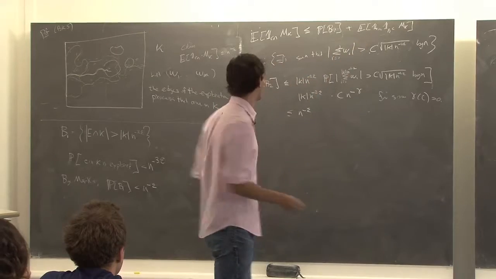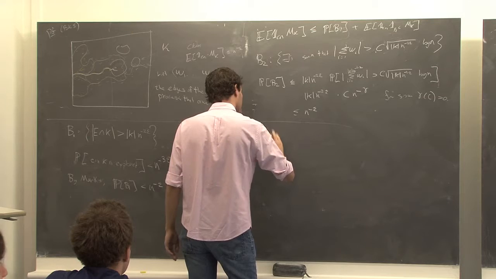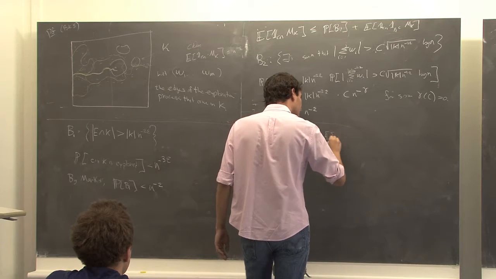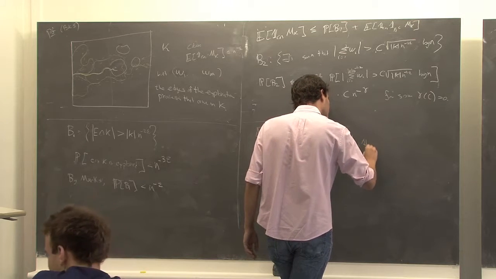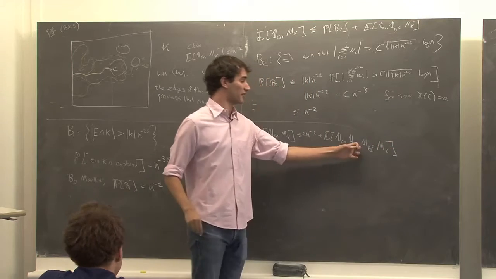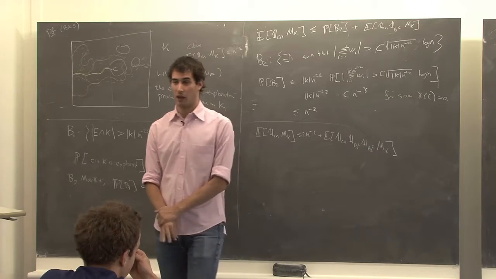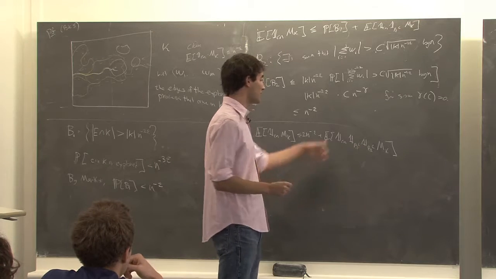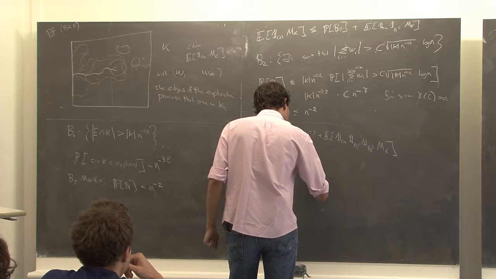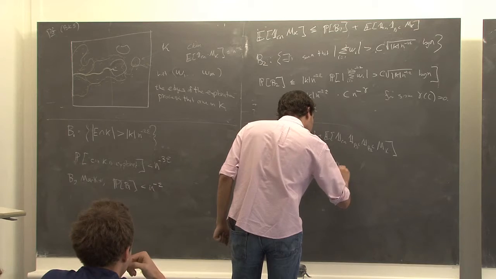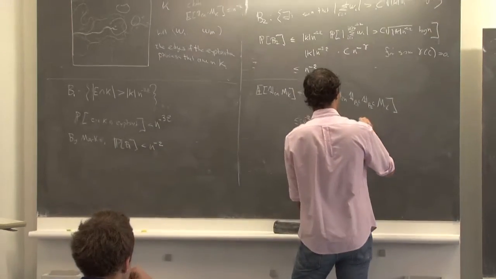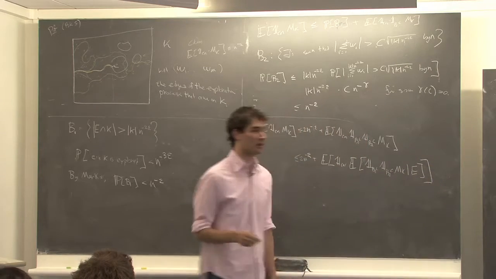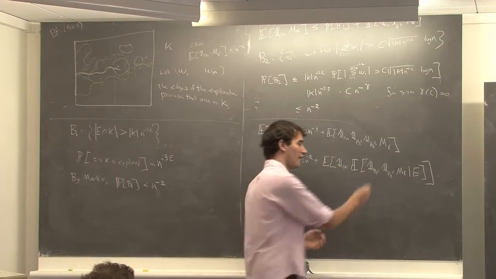And by the same kind of thing, we now have, I now know that the first bad event doesn't happen, the second bad event doesn't happen. And we have Cn. Okay. Let's condition on the exploration. So I pulled out the Cn because it's perfectly measurable. And I now have this to control given the exploration.